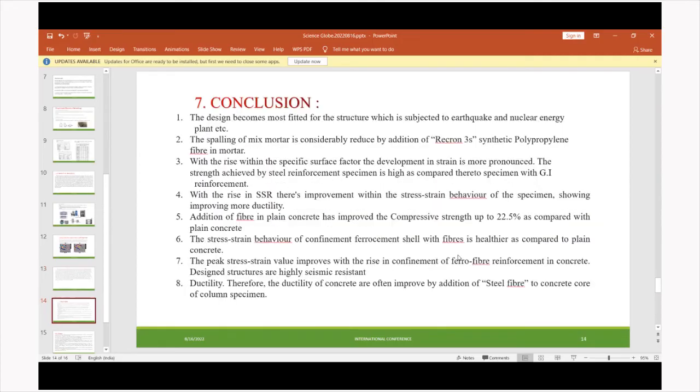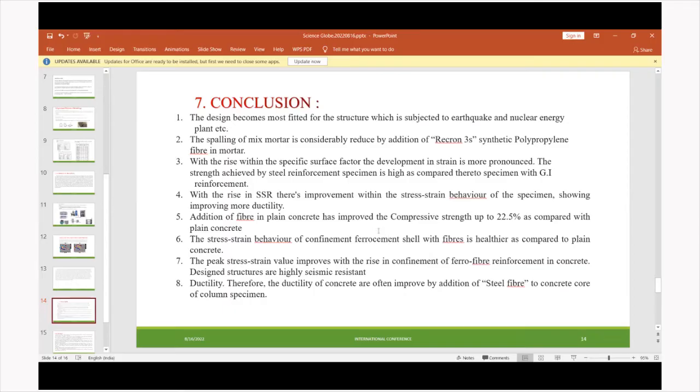The conclusion part. Under the conclusion, the design becomes most fitted for structures subjected to earthquakes and nuclear technology, such as nuclear energy plants. The spalling of mixed mortar is considerably reduced by the addition of Recron 3S synthetic polypropylene fibers. With the rise in the specific surface factor, the development in the strain is more pronounced. With the rise in SSR, there is an improvement in the stress strain behavior of the specimen, showing more ductility.